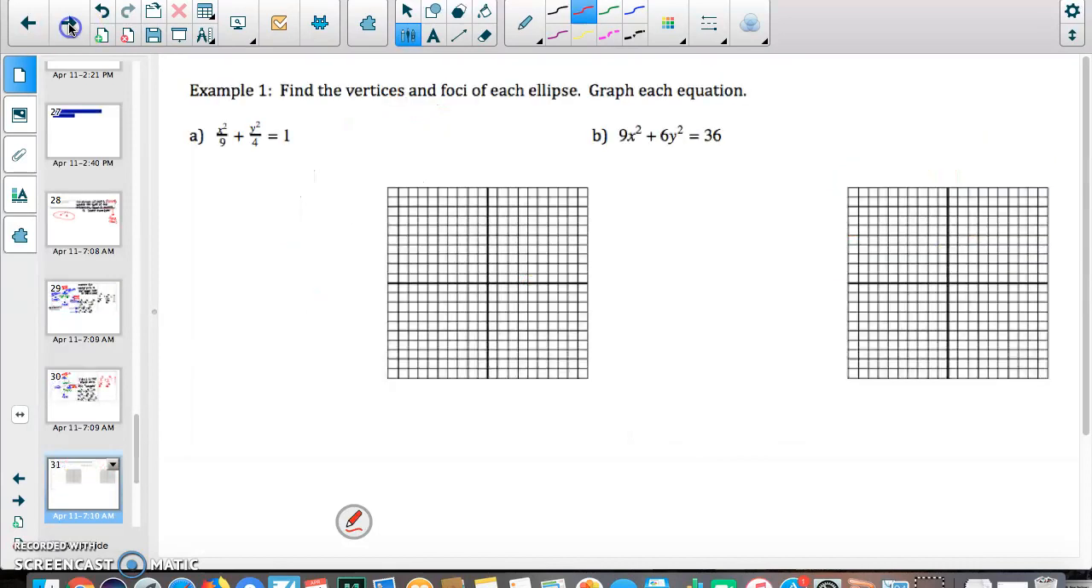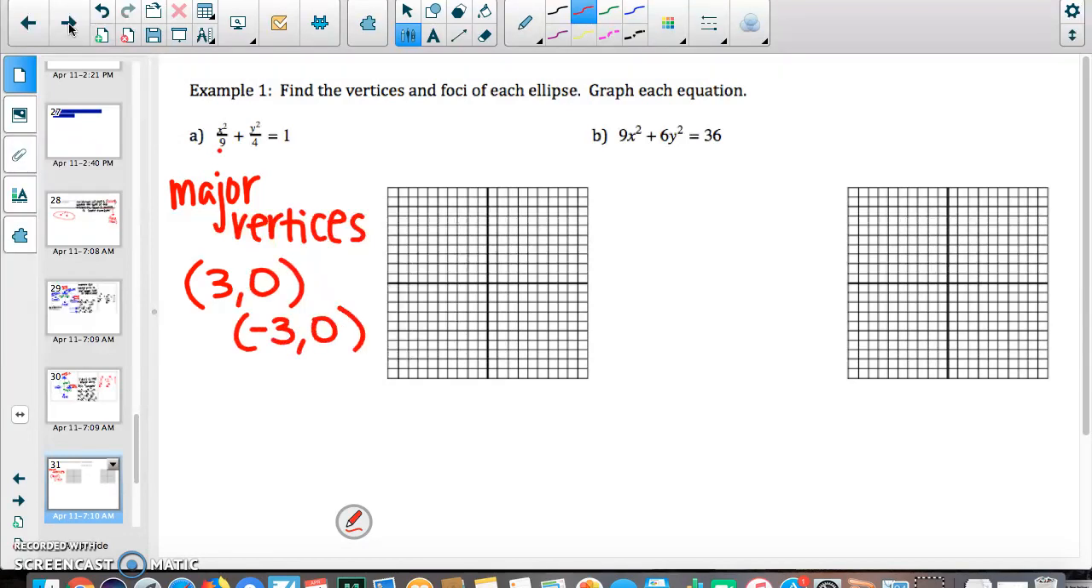Cool. Let's look at an example here. So find the vertices and foci. So let's start with finding the major vertices. So the major vertices are going to be the vertices on the major axes. So it looks like since 9 is bigger than 4, my x-axis is going to be the major axis. So that means my vertices are going to be 3, 0 and negative 3, 0, since this is a squared.